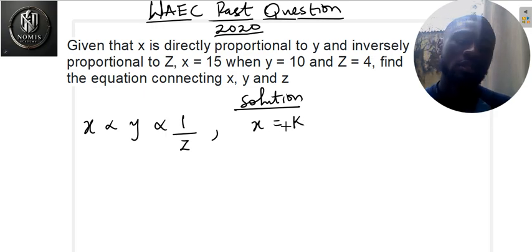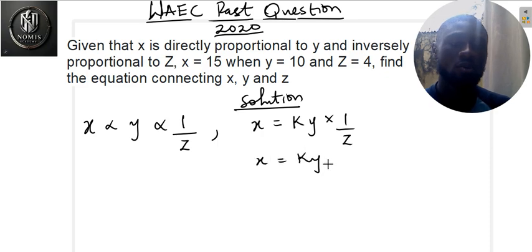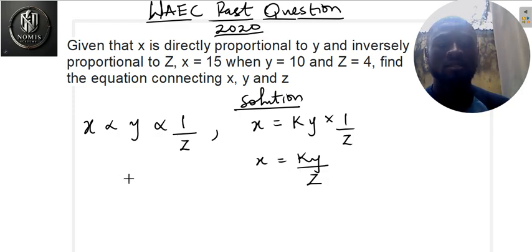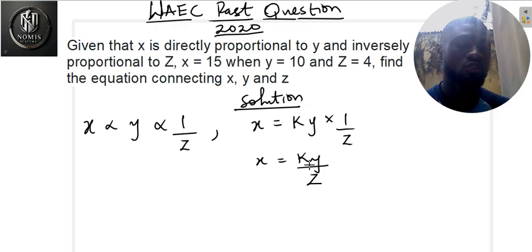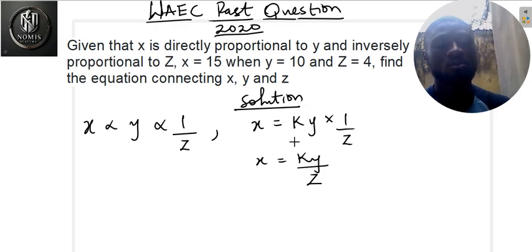So x is equal to k multiplied by y multiplied by 1 all over z. So x is equal to ky all over z. But this is not just the final answer. We need to find the value of k so that we can definitely find the equation connecting x, y, and z. So how can we get the value of k? We have to make k the subject of the formula.